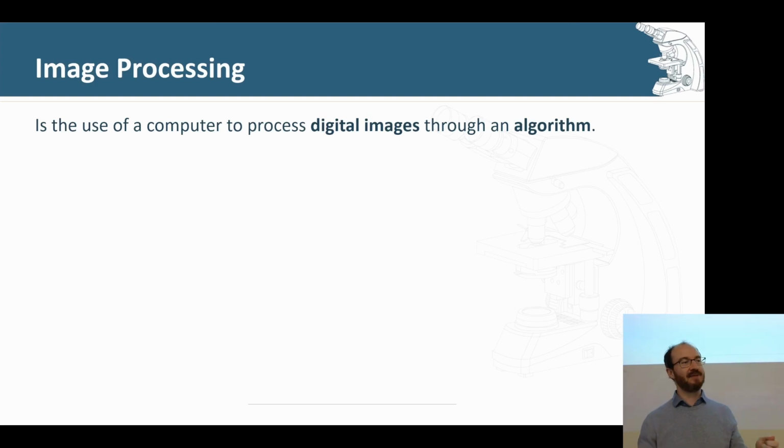Okay, so image processing. Maybe let's just define this first of all. Image processing is the process where you take digital images, push them through some algorithm, and then get some results, obviously, from this algorithm.